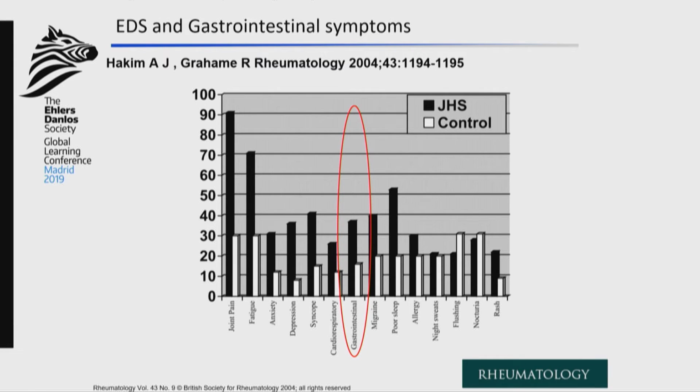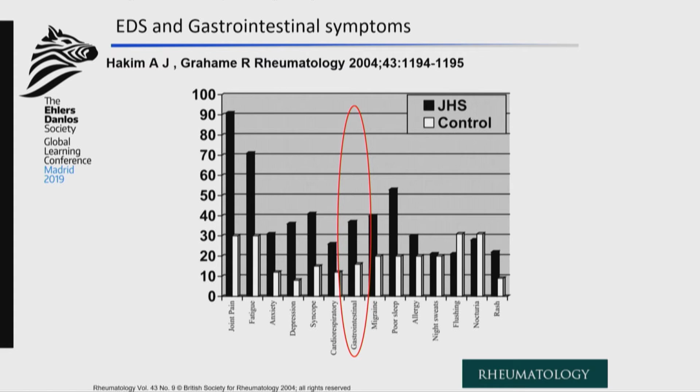The idea that gut symptoms are present in patients with Ehlers-Danlos syndrome was first described by Professor Graham and Dr. Hakim in this paper published in 2004, where they described the range of symptoms that patients with joint hypermobility syndrome, which would now be a combination of hypermobile EDS and hypermobile spectrum disorder, experience. And as you can see, as I've highlighted, joint hypermobility syndrome patients complain of a lot more gastrointestinal symptoms, along with all the other symptoms as well, compared to healthy controls.